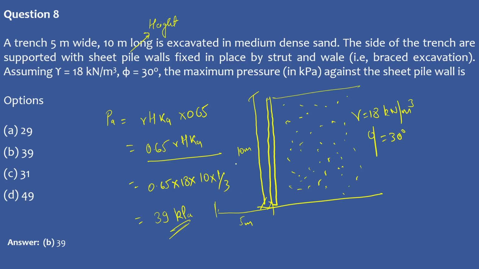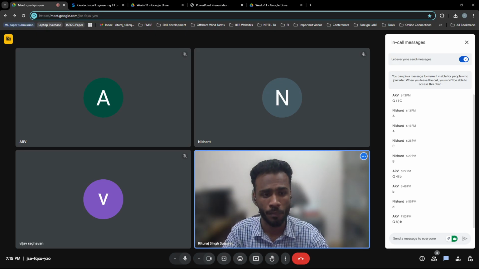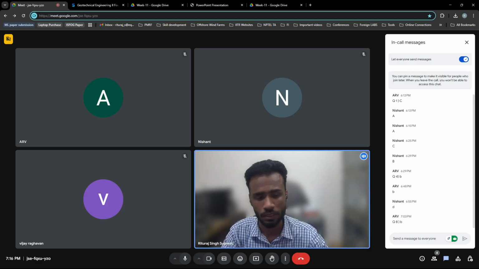So for this particular specific case where you are having the deep excavation, you need to see that the pressure diagram is a rectangular distribution and it has been reduced with a factor of 0.65, and that is the relation you need to take into account. So the active pressure is 0.65 gamma Ka H, where gamma in our case is 18, H is 10, and K is 1 by 3. So that is 39 kPa. So this is question number 8B.